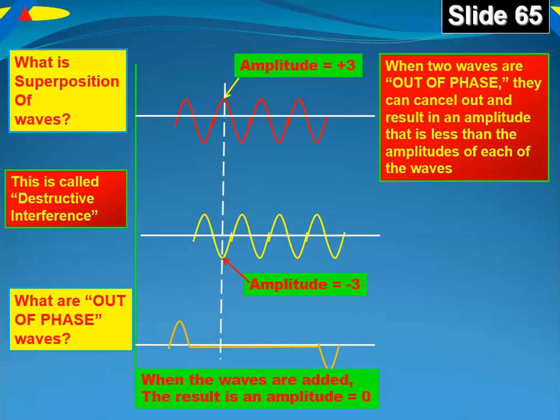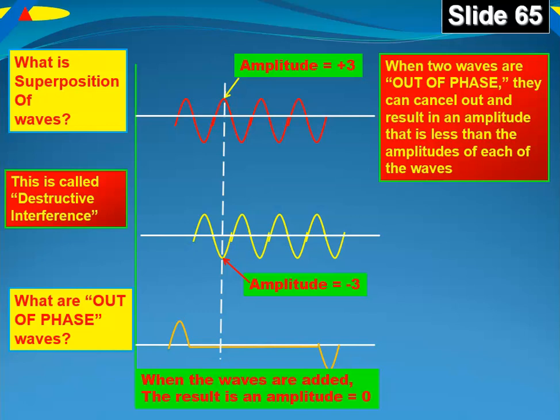And let's just make up a number. Let's say the amplitude of the red wave is 3. Amplitude of both waves is 3, but where the dashed white line is, the red wave is at a positive amplitude of 3, and the yellow line is at a negative amplitude of 3.